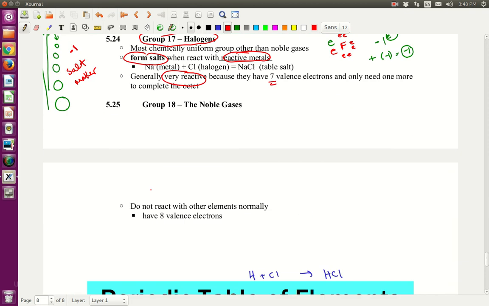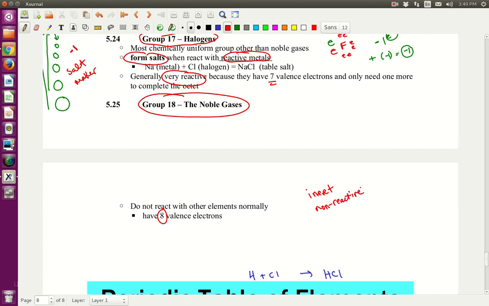Okay, that brings us to the noble gases, which you also need to memorize. Group 18 are the noble gases. They have 8 valence electrons. Now remember, how many electrons do they want in their outer shell? 8, the octet. So noble gases have all they want. That makes them inert or non-reactive under most cases.